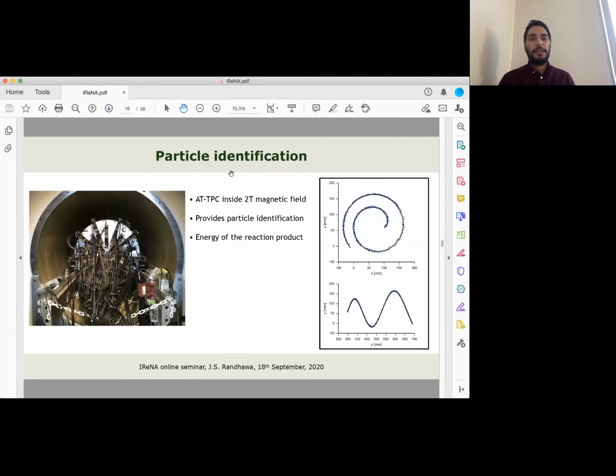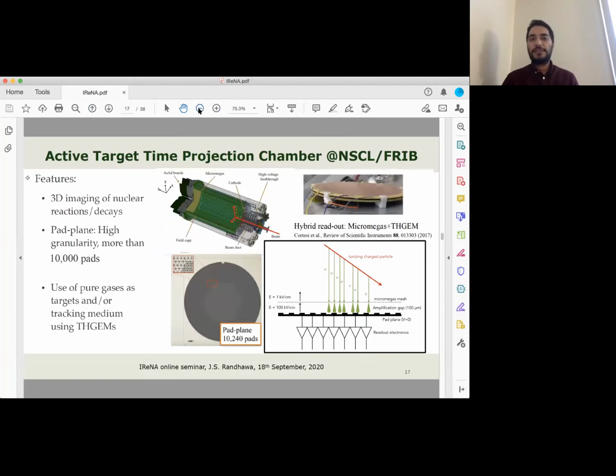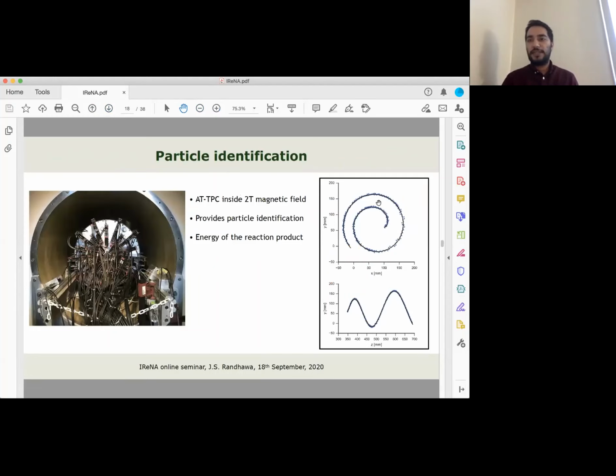So the ATTPC at NSCL used to be sitting inside a 2 Tesla magnetic field inside a solenoid, which is shown here. That means the trajectories, instead of being straight lines, will be helical trajectories, and then we have to identify and analyze them. The reason it is inside the solenoid is that from these helical trajectories, one can get the Bρ values, and that leads to the identification of the different types of particles that we can have. Now it will be sitting in an even stronger solenoid in the area 6 hall, because this solenoid is already dead.